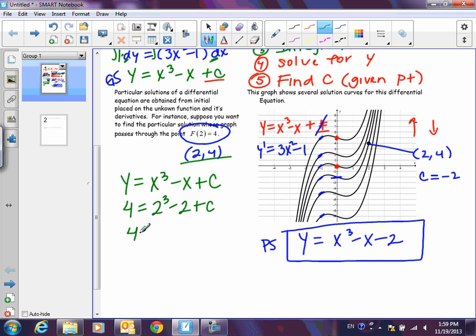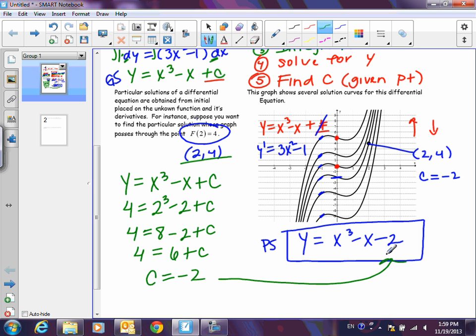So I have 4 equals 8 minus 2 plus c. 4 equals 6 plus c. So c equals -2, which is the exact same thing we got when we looked at the graph. But we're not going to be given the graph, so this algebraic strategy right here is how we're going to find c. Okay? So it's not really that bad. Well, let's move to the second page and practice this.